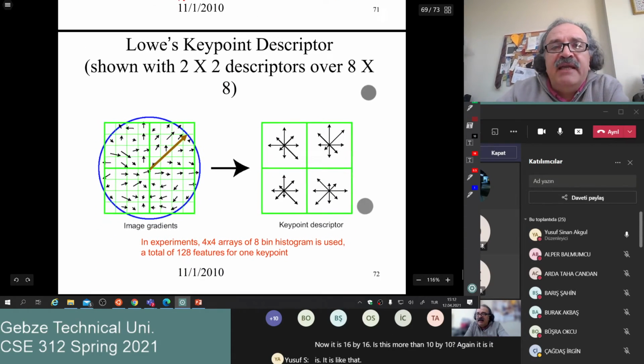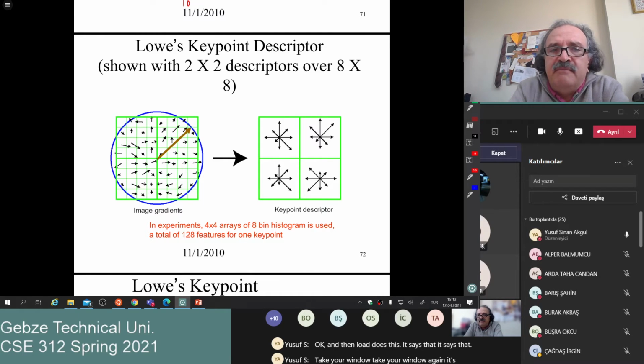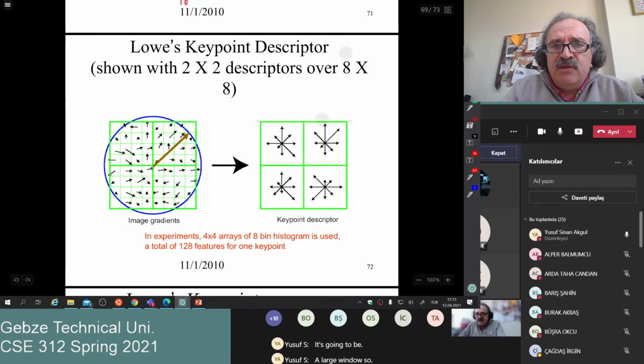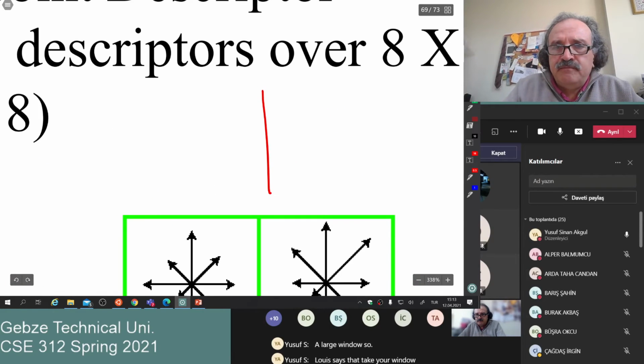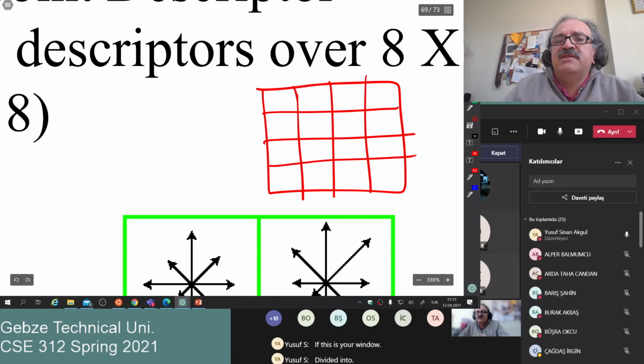Okay, and then Lowe does this. He says that you take your window, again it's going to be a large window. So Lowe says that take your window, if this is your window, divide it into 8 regions.